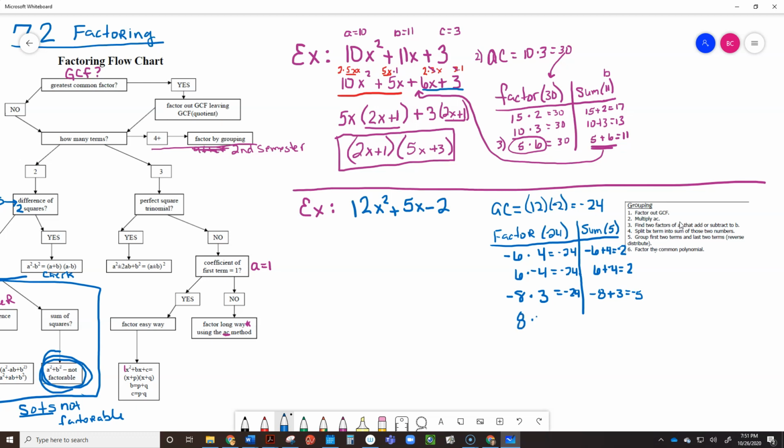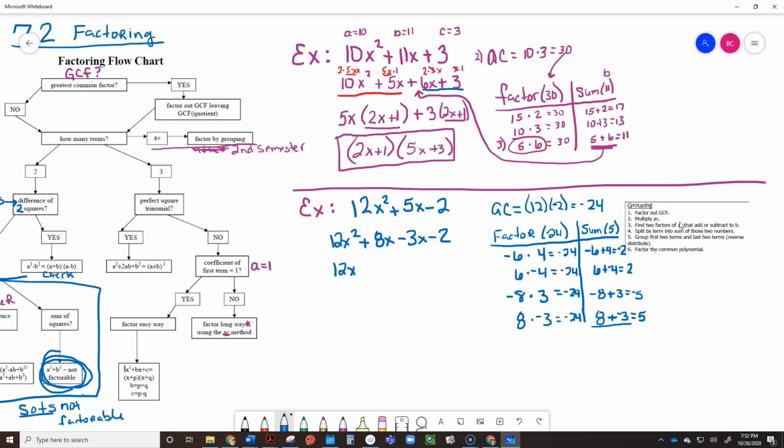So let's change the signs. Positive 8 and a negative 3. I still get negative 24, but a positive 8 and a negative 3 give me a positive 5. So remember, I take these two numbers this time, I come over here and I chop that 5x up into 8x minus 3x.